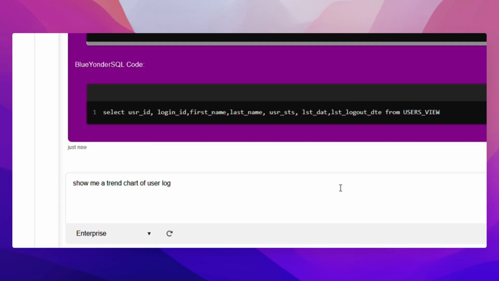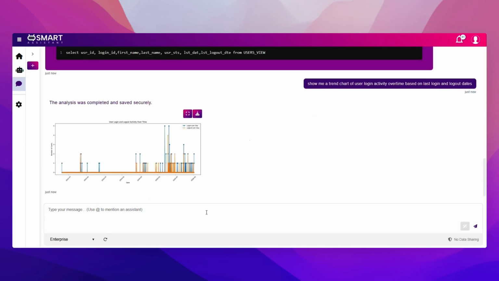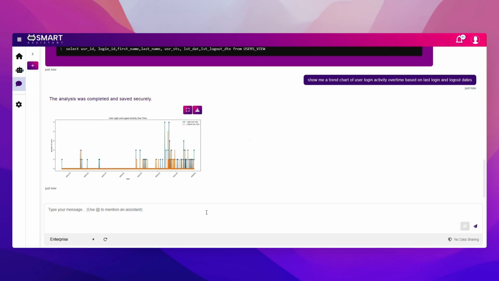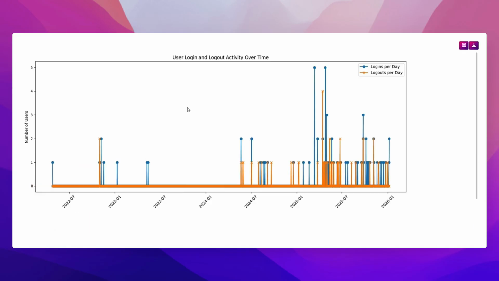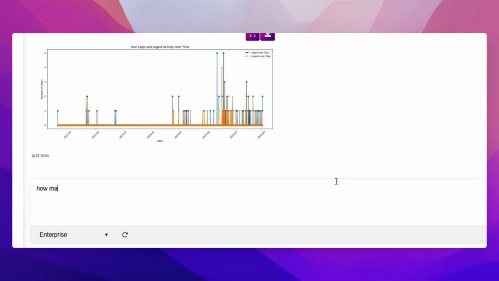Let's delve into some analytics on this data. We have a trend chart here that depicts user login activity over time. This is based on the user's last login and logout dates, providing insights into usage patterns and activity trends.